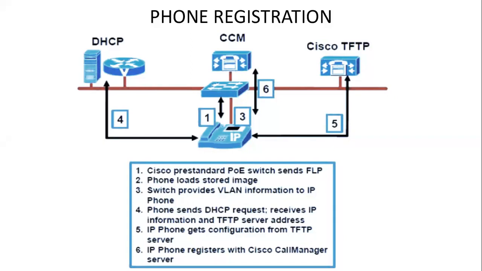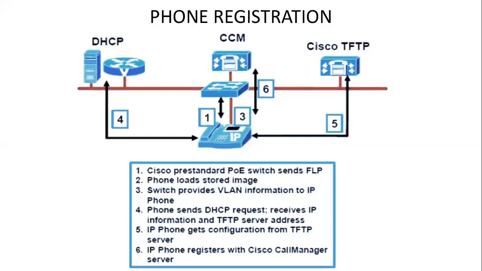How much power is required is shared with the switch, and the phone loads its stored image, the basic firmware that is already stored in the phone. It is invoked, and it loads the stored image in the phone. CDP also delivers the VLAN information to the IP phone.